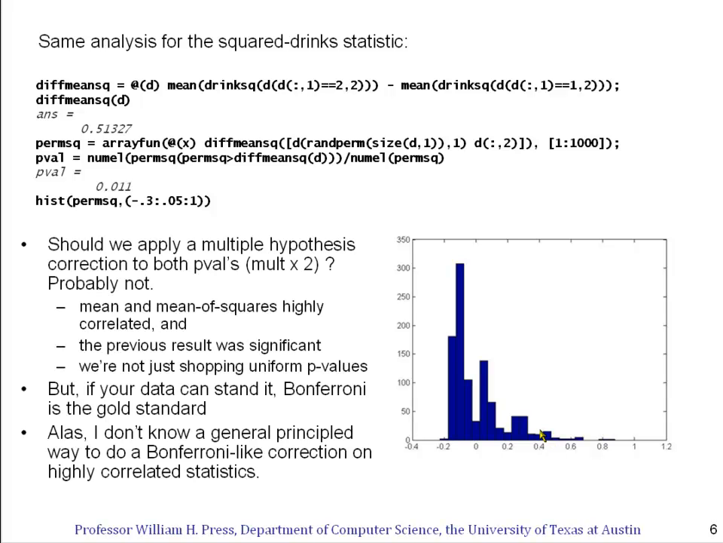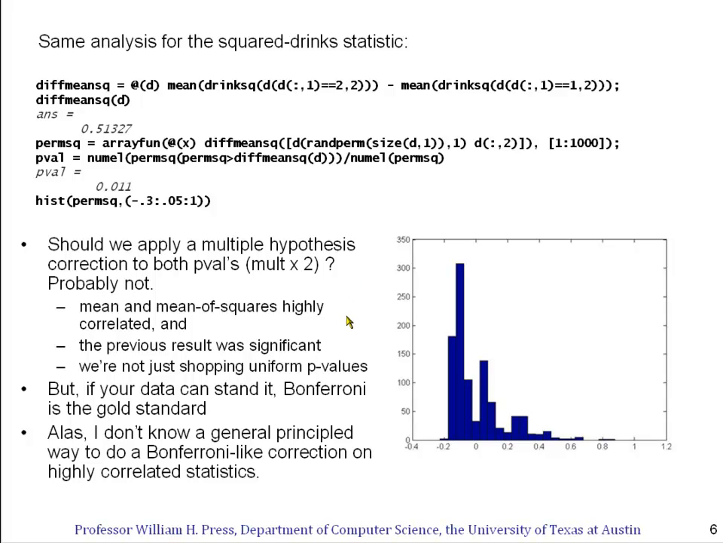Now I promised you that we have to at least think about the multiple hypothesis correction. We tried two tests. Should we be honest and apply the Bonferroni correction, which is the gold standard, and say that our significance level is twice the best one here, or about 2%? Or shall we say no, the best significance level is what it shows here, about 1%? I think this is the case where you probably don't have to apply Bonferroni.